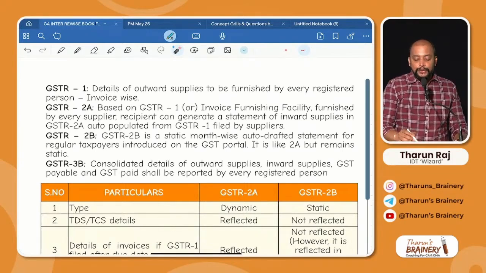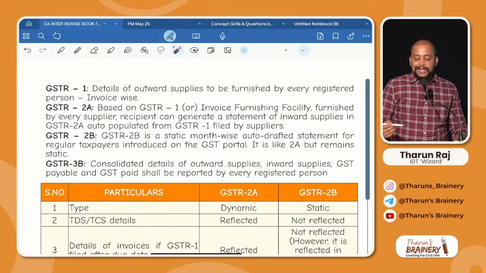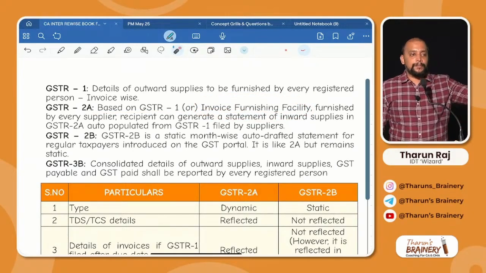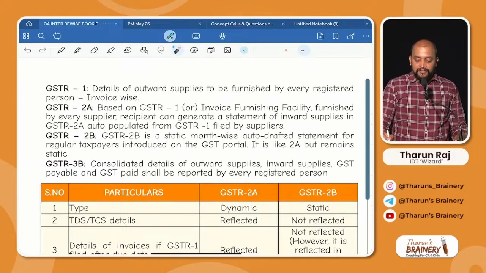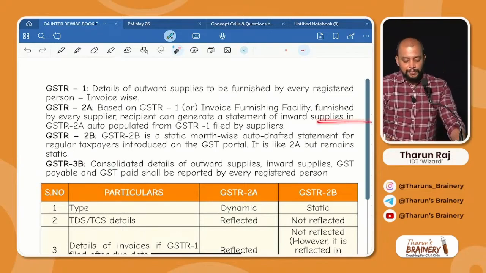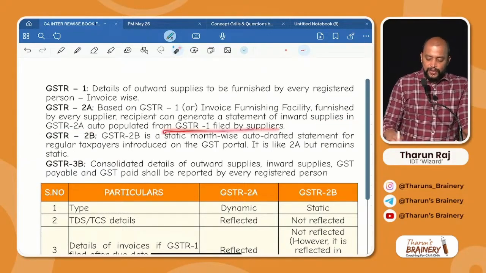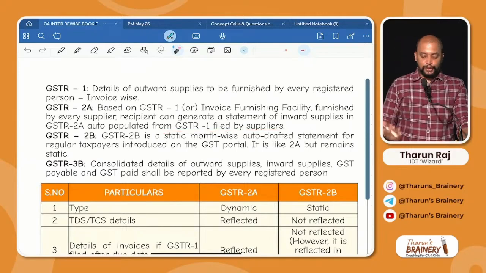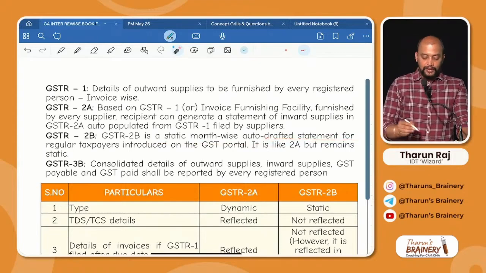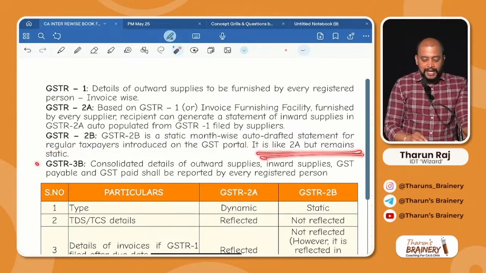You can see there, 2A is based on GSTR1 or the invoice furnishing facility. This invoice furnishing facility concept is applicable for those who are under QRMP, quarterly return monthly payment, furnished by every supplier. The recipient can generate a statement of inward supplies in GSTR2A, auto-populated from the GSTR1 filed by the suppliers. But 2B is a static month-wise auto-drafted statement for regular taxpayers. It is like 2A only but remains static.